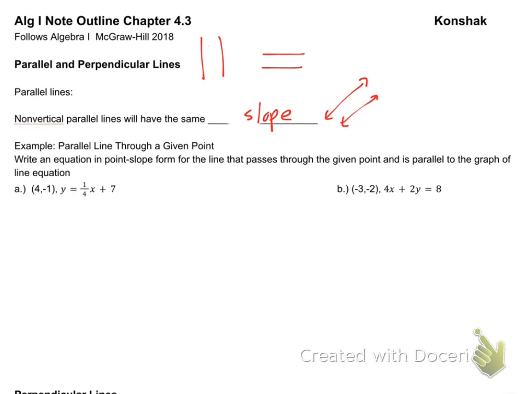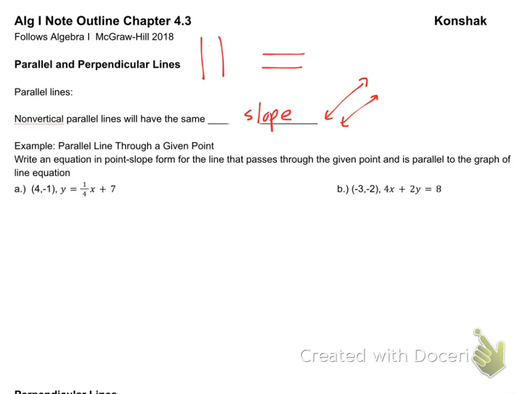So here's a cool thing. They have the same slope. Therefore, I can look at an old equation and say that if something is parallel to that equation, that means the slopes have to be the same. That means if I know the slope of the first line, I know the slope of the second line.